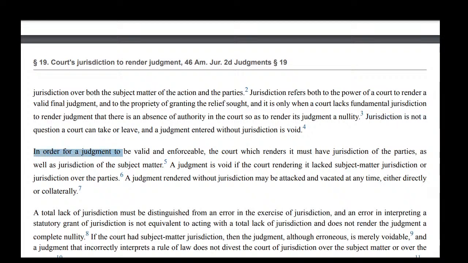In order for a judgment to be valid and enforceable, the court which renders it must have jurisdiction of the parties as well as jurisdiction of the subject matter. A judgment is void if the court rendering it lacked subject matter jurisdiction or jurisdiction over the parties. A judgment rendered without jurisdiction may be attacked and vacated at any time, either directly or collaterally. Total lack of jurisdiction must be distinguished from an error in the exercise of jurisdiction.